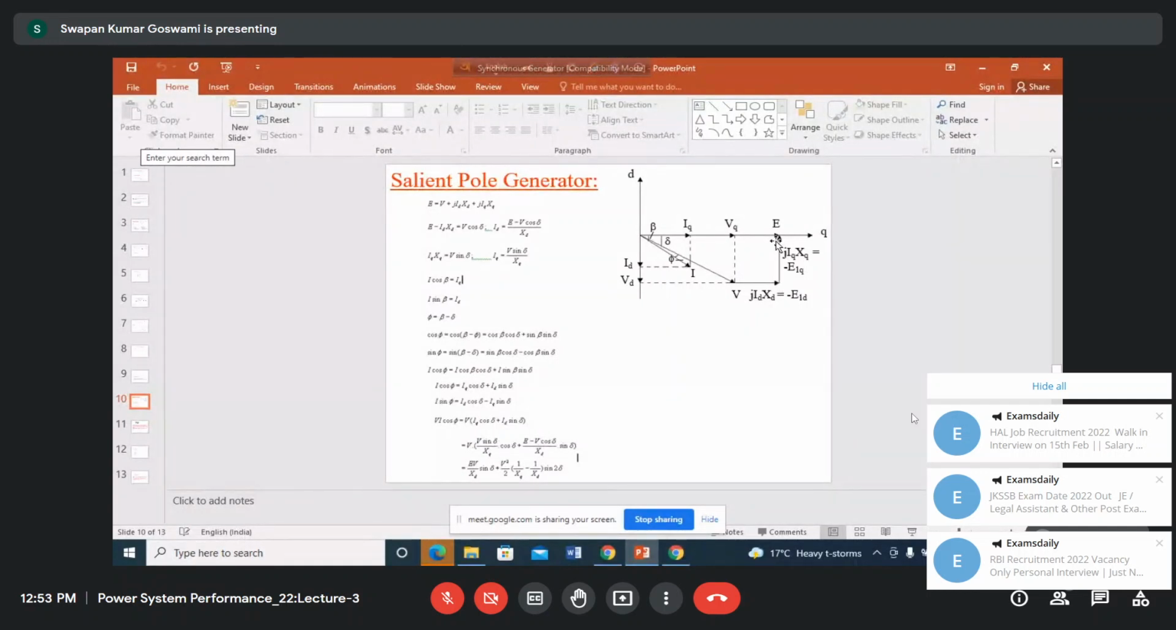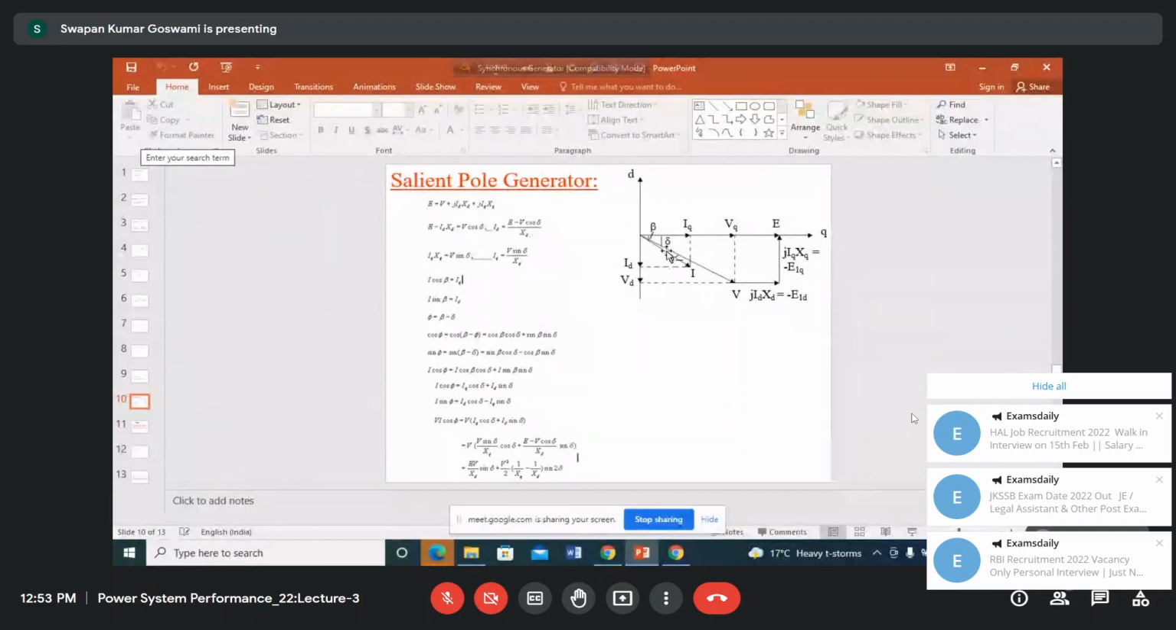All right. Now, we can also write this equation: E minus ID XD. We are checking only the magnitude, only this length. This length is nothing but the product ID XD. So E minus ID XD is obviously equal to VQ, which means V cosine delta. So V cosine delta is E minus ID XD. From here you can find the value of ID equal to E minus V cosine delta by XD.